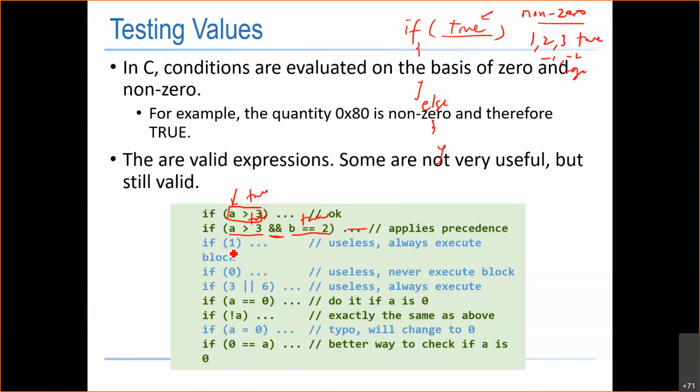What about this one? If 1 is always true, so this block will always run. What about if 0? This is always false, so this block will never run. What about this one? This is also useless because 3 is true, 6 is true, so OR of both of them is always true. What about this one? A equals to 0, which means if A is 0, then 0 equals to 0 becomes true, so it will get executed. This is a not operation, same like the top here. This is wrong. This is assignment rather than comparison. You can also do this way.